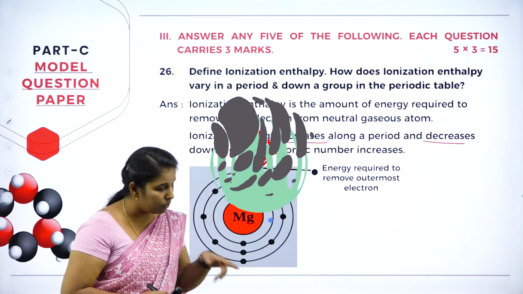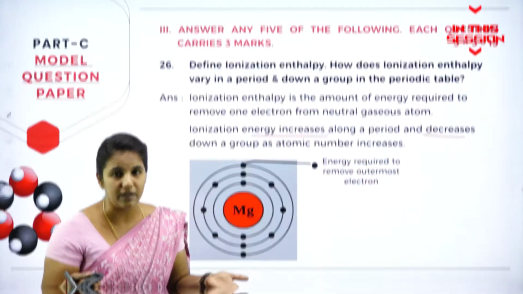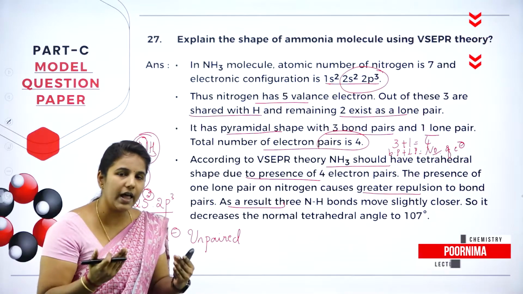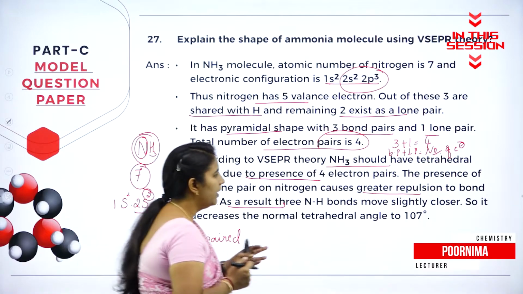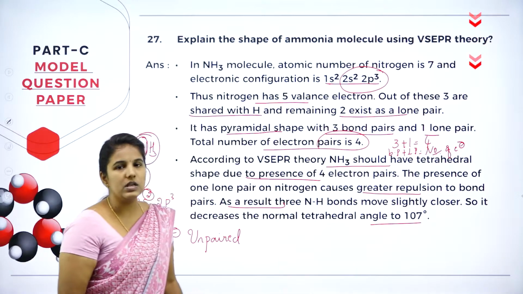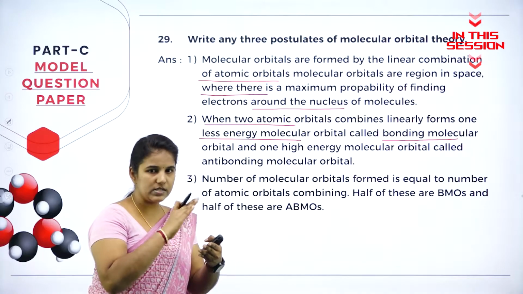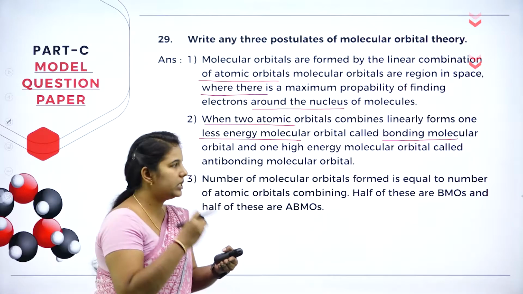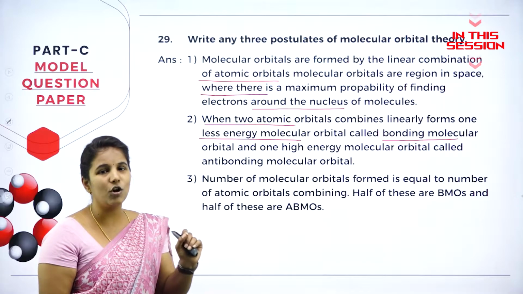Energy is required to remove one more electron from the outermost shell. It is known as second ionization energy. The N-H bonds in nitrogen along with the hydrogen will become very close to each other, and as a result, their bond angles also get distorted. When two atomic orbitals are combined, it forms a lower energy molecular orbital. They are known as bonding molecular orbitals.